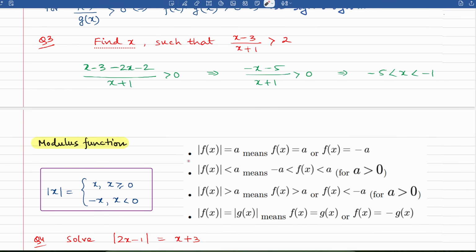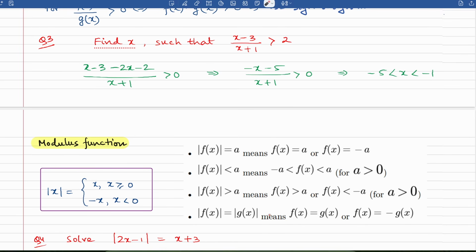Look into a few pointers on solving these types of equations. Mod f(x) is equal to a means f(x) is equal to a or f(x) is equal to minus a. Mod f(x) less than a means minus a less than f(x) less than a, for a positive. Mod f(x) greater than a means f(x) greater than a or f(x) less than minus a, for a greater than 0. For a less than 0, just use the same thing, but make sure that you are adjusting the negative signs and breaking up the inequality as required. Mod f(x) is equal to mod g(x) implies f(x) is equal to g(x) or f(x) is equal to minus g(x). On the basis of these properties, try this question.